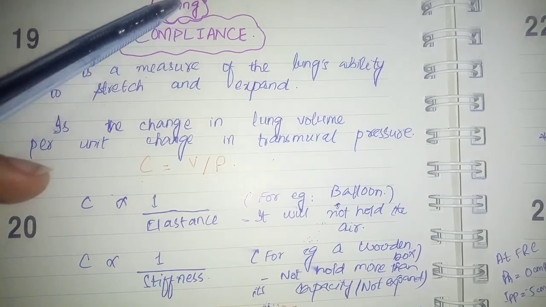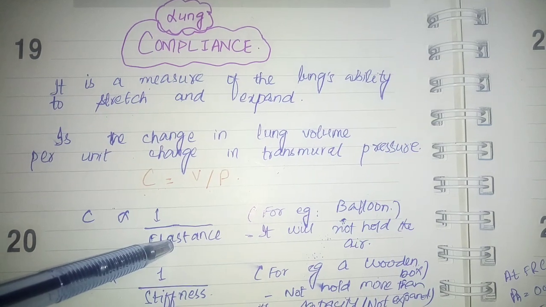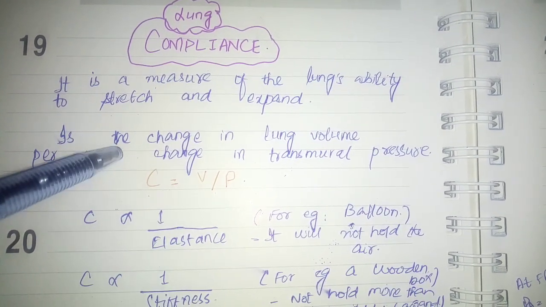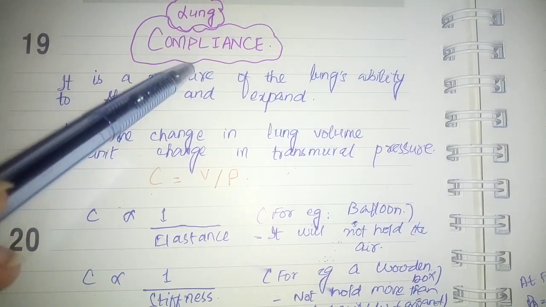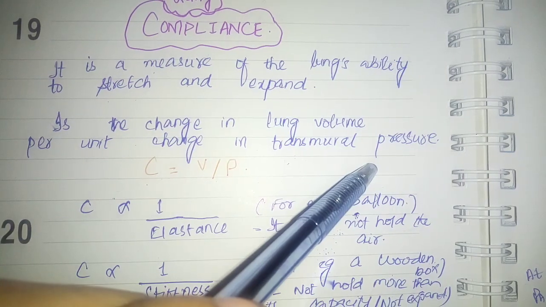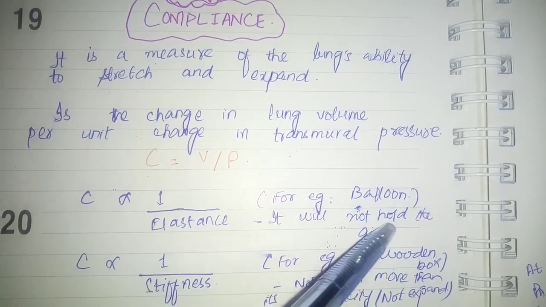Everyone. Today, my topic is lung compliance, and it is quite a difficult topic, but I've tried to explain it in the easiest way possible. Okay, what is the definition of lung compliance? It is a change in lung volume per unit change in transmural pressure. Now, what is the transmural pressure? I'll be explaining this later.